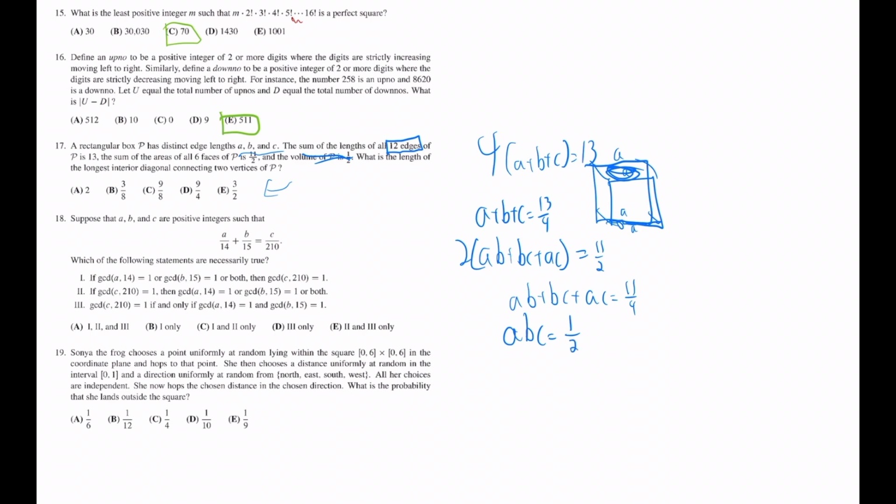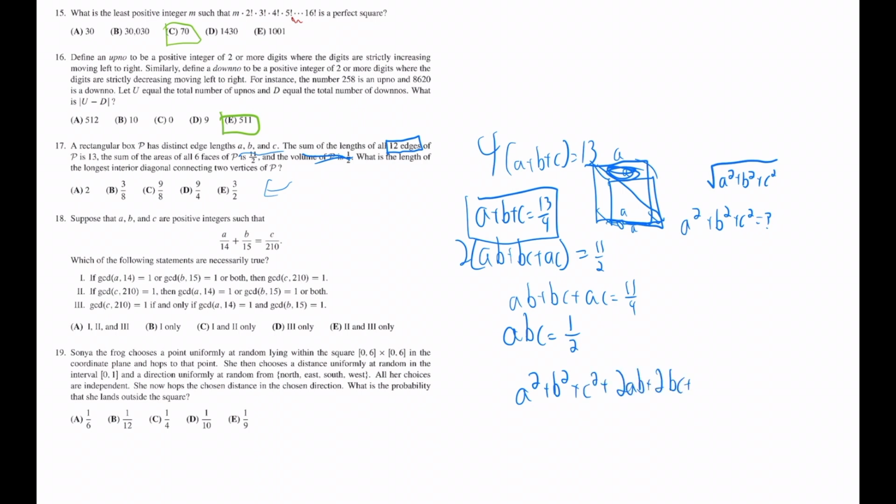So what is the length of the largest interior diagonal connecting 2 vertices of P? That's just going to be the space diagonal, which is the square root of A squared plus B squared plus C squared. We're just trying to find A squared plus B squared plus C squared. That looks similar to this thing squared. So let's try squaring that. We square and expand, we'll get this. And that's equal to 169 over 16. Aha! We can just plug this in.